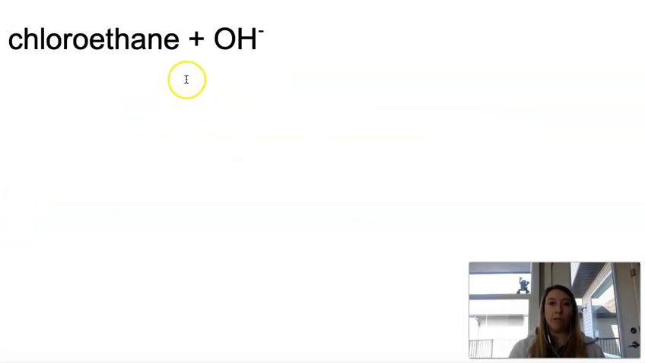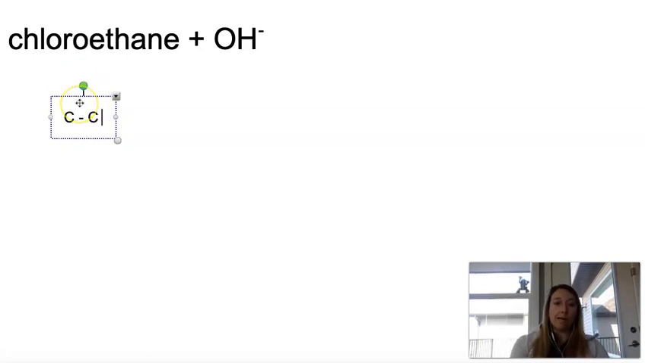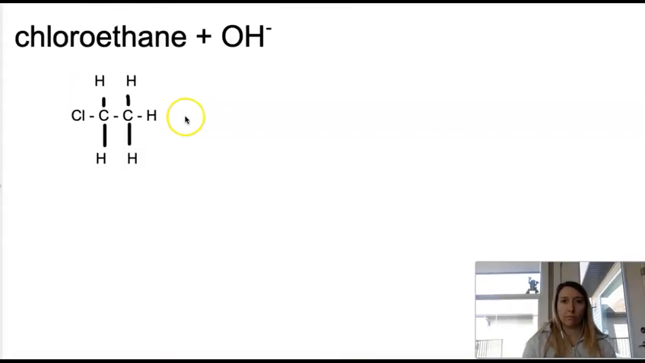All right, here's your next one. Chloroethane plus OH minus. So, 2 carbons. A chlorine off of one of them, doesn't matter which one you are choosing. And then we're going to fill in with H's in those other spots. So we have our chloroethane plus that hydroxide molecule.